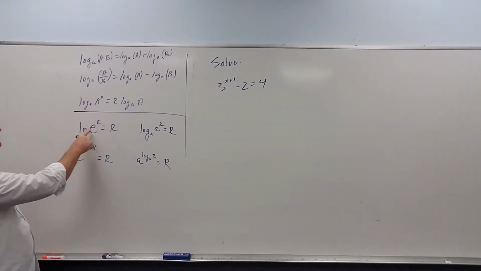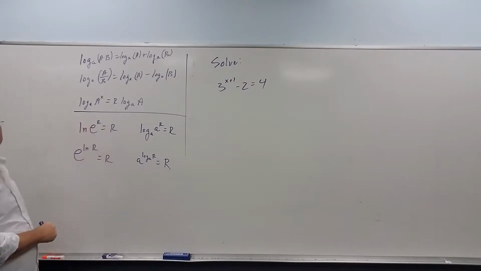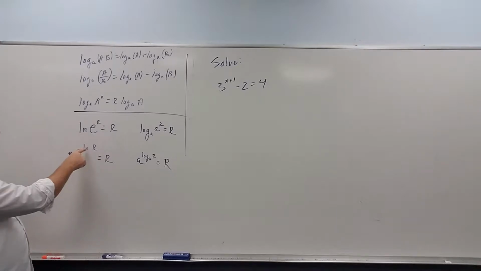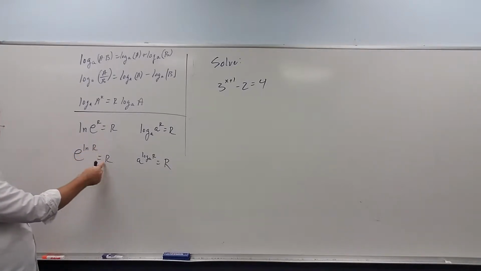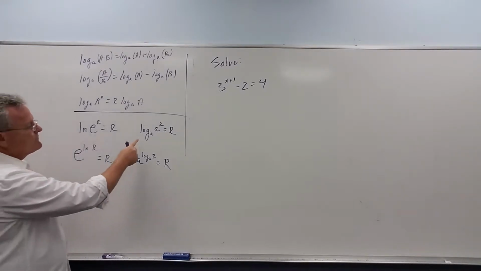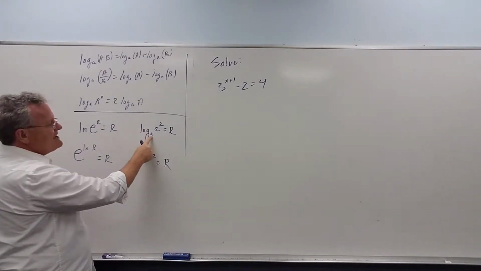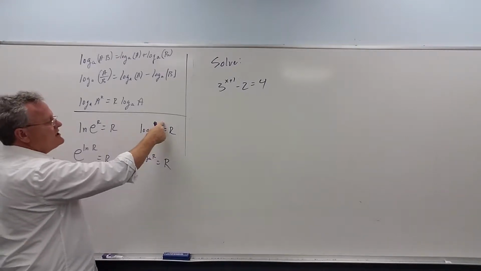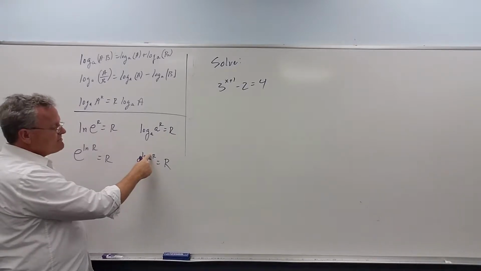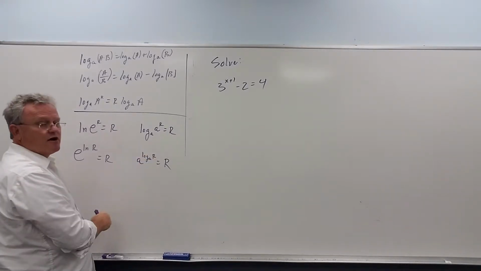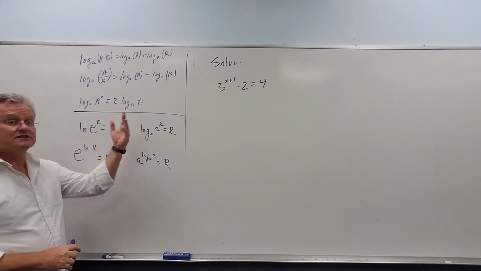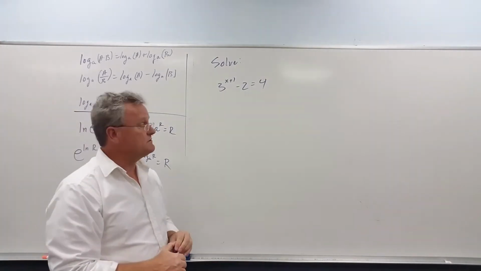The natural log of e raised to a power is equal to that power. e raised to the natural log of r, whatever r is, is just r. r can be anything. The log base a of a raised to the r is just r. And a raised to the power of log base a of r is also equal to r. We need to be familiar with these to solve equations, as you'll see in just a minute.